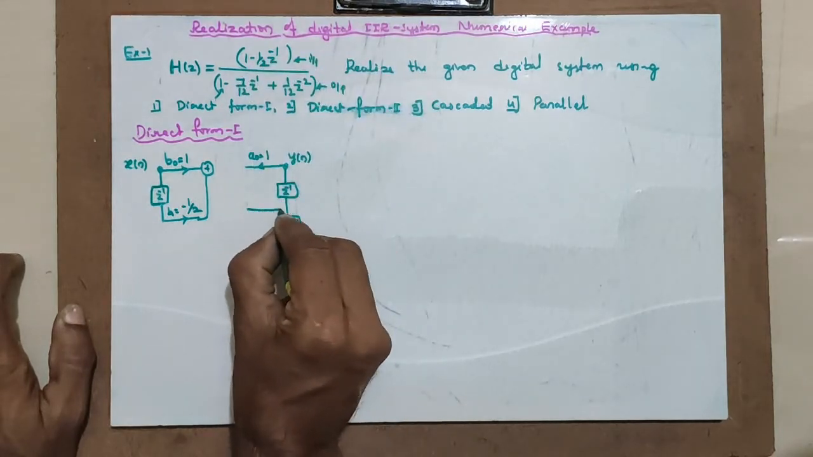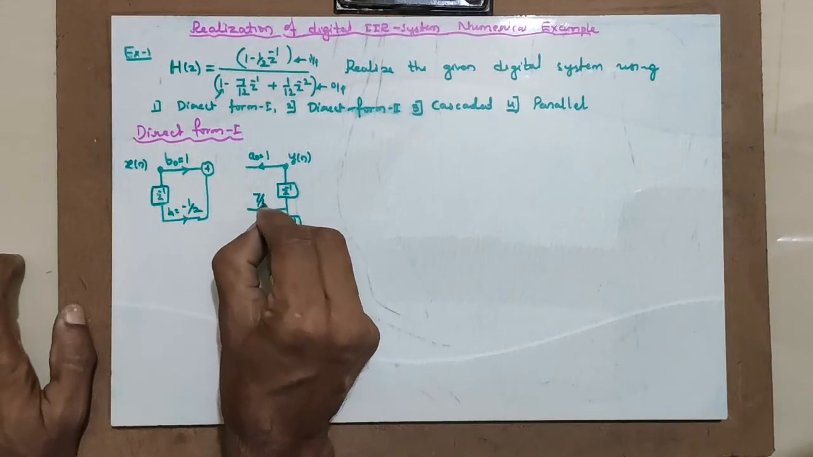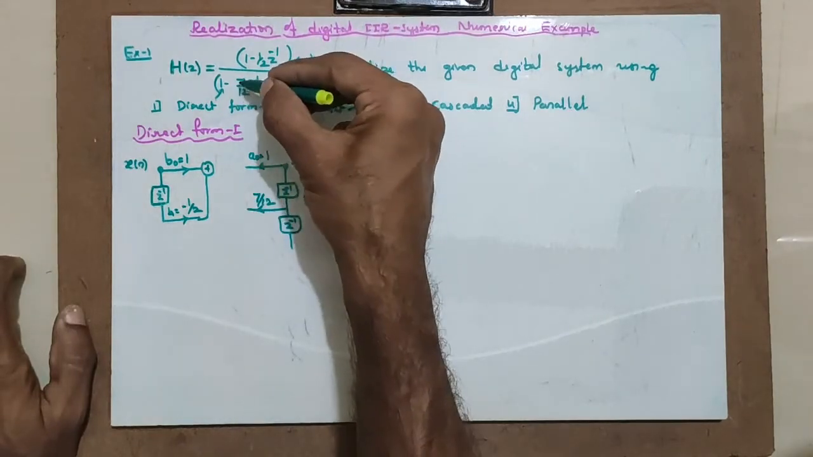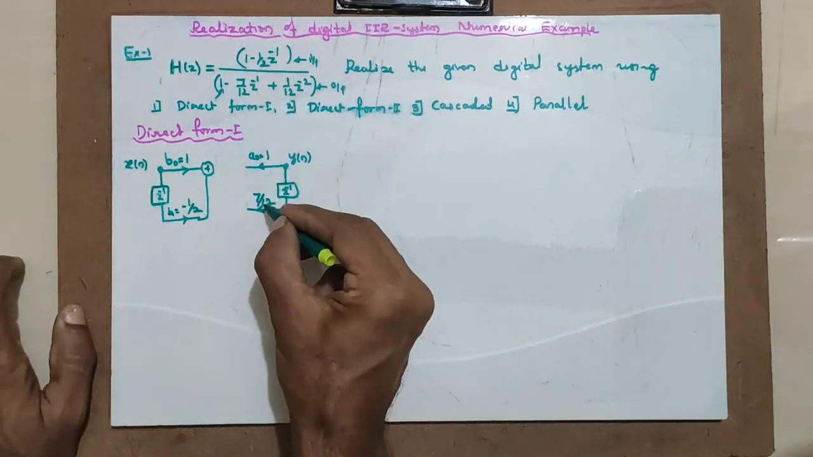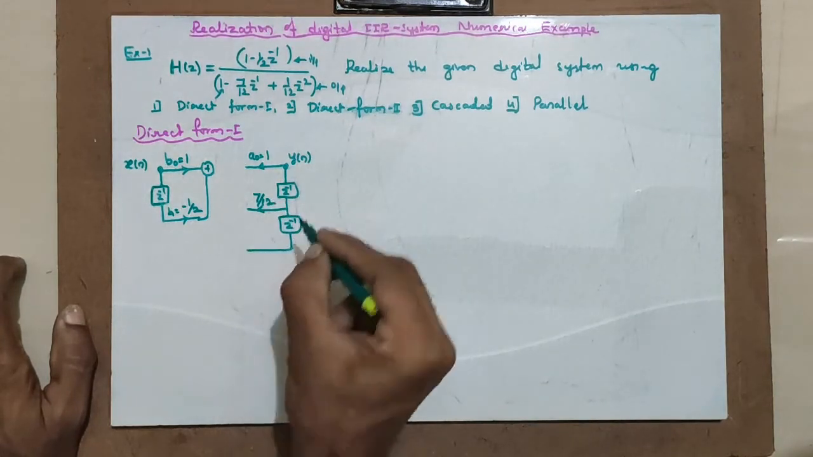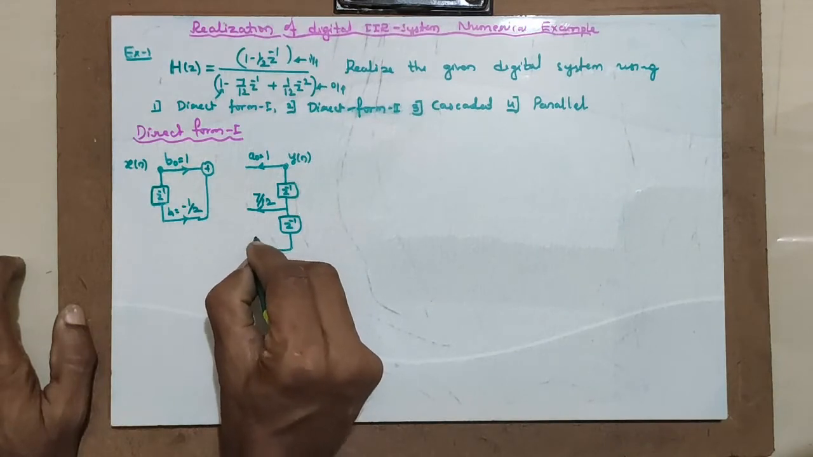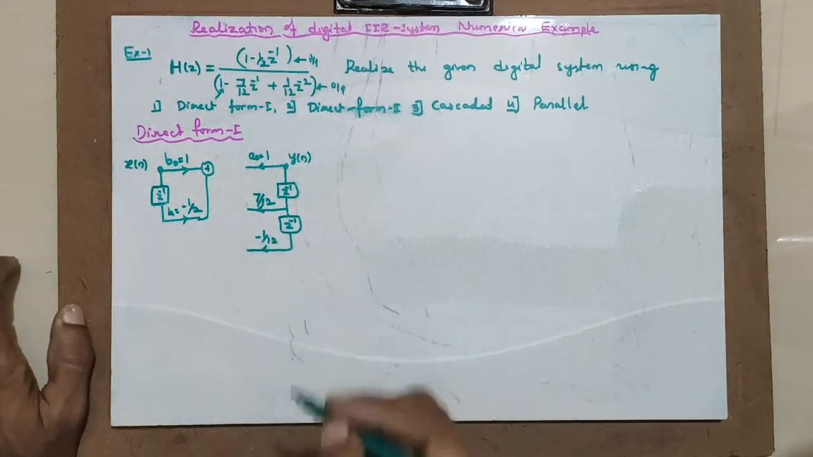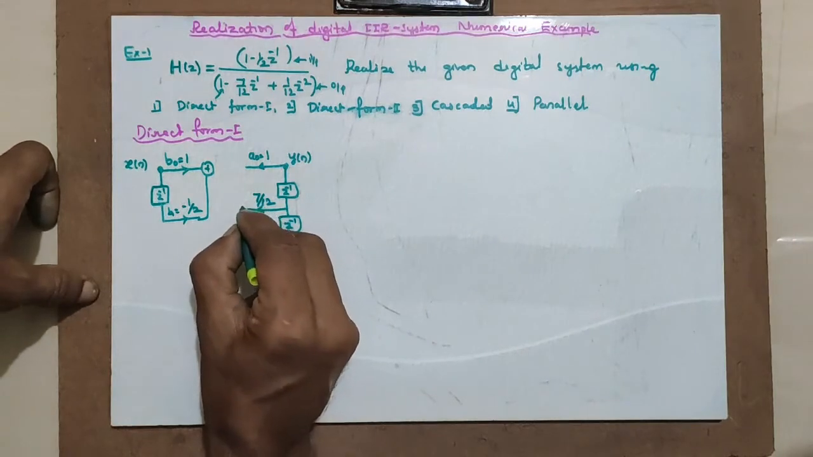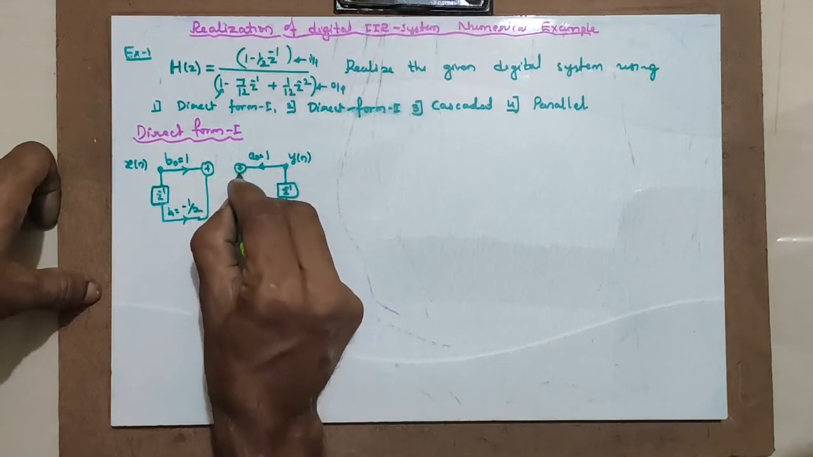A1 here becomes represented as 7 by 12, because minus 7 by 12 is given. When it comes to the structure, it becomes 7 by 12. Similarly, next 1 by 12 is there, and it is represented here as minus 1 by 12. The theoretical details were given to you in your previous semesters, and there is one summing here, one summing here.